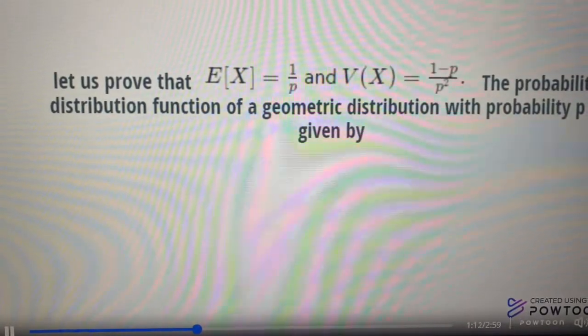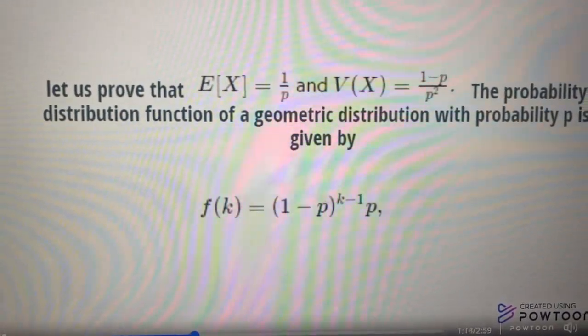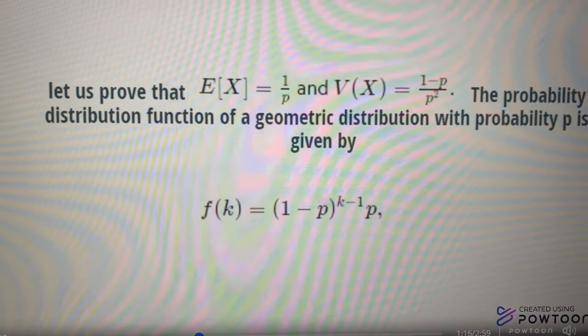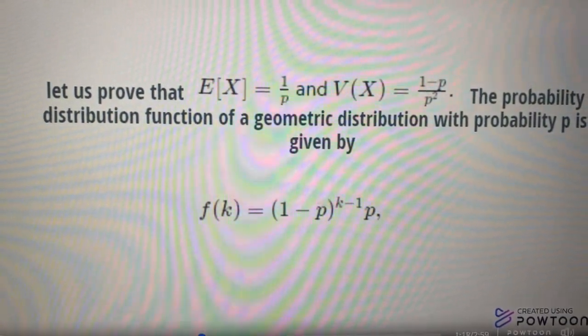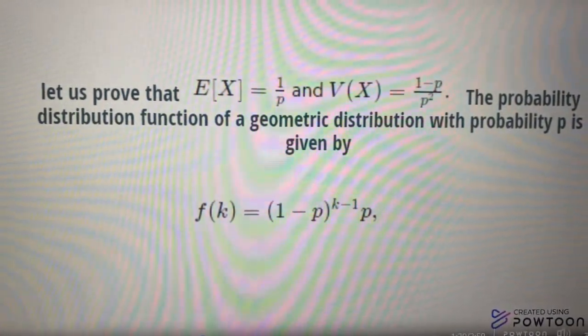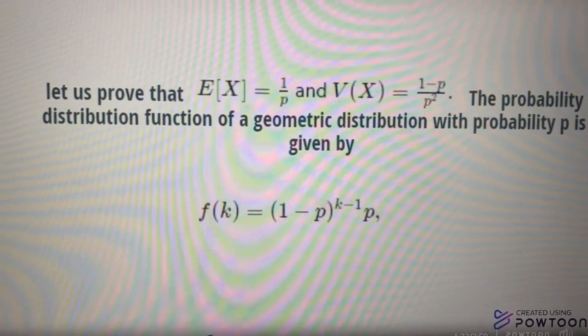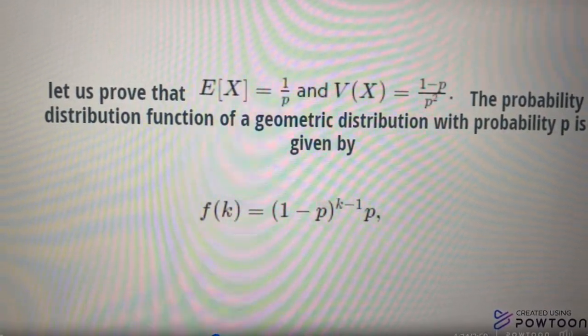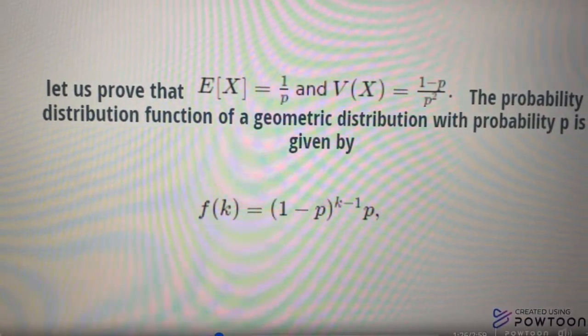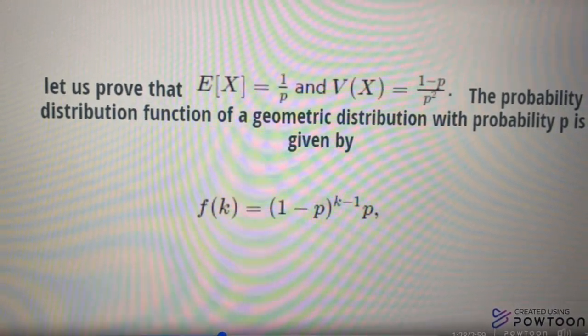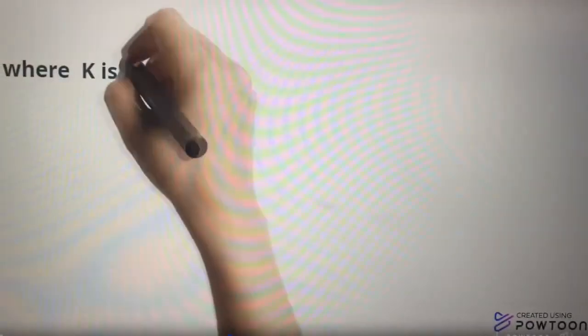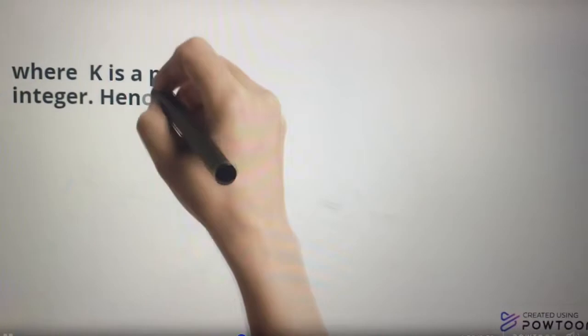Let us prove that E[x] equals 1 over p and V[x] equals (1 minus p) over p squared. The probability distribution function of a geometric distribution with probability p is given by f(k) equals (1 minus p) to the power of k minus 1 times p, where k is a positive integer, hence we have this.